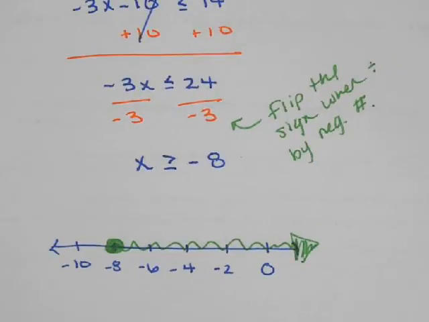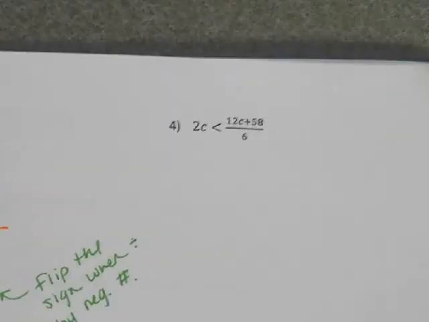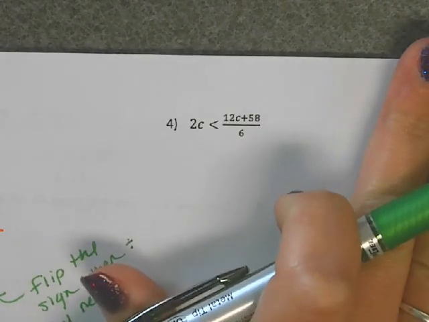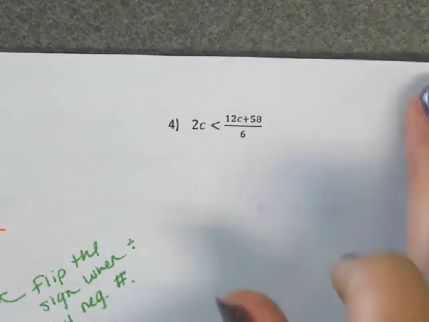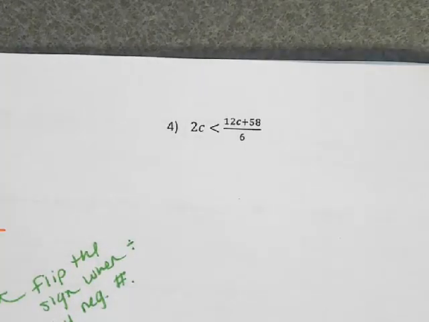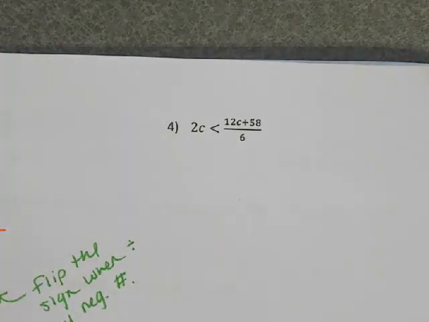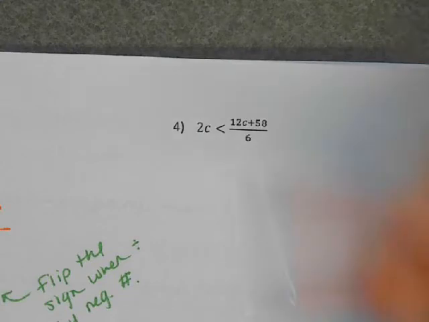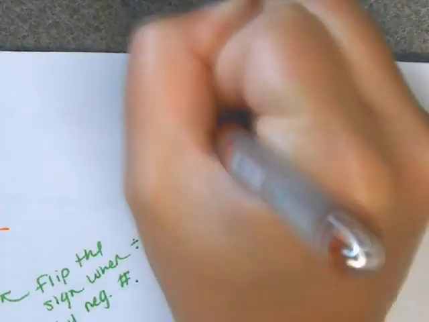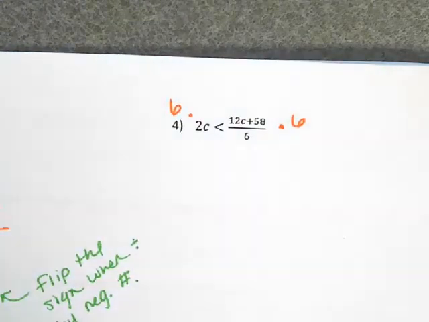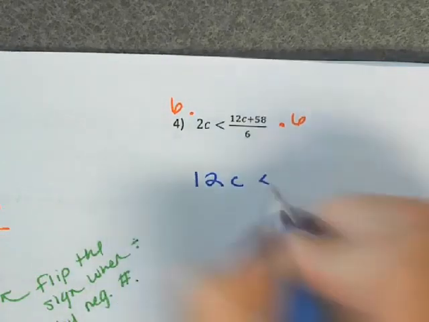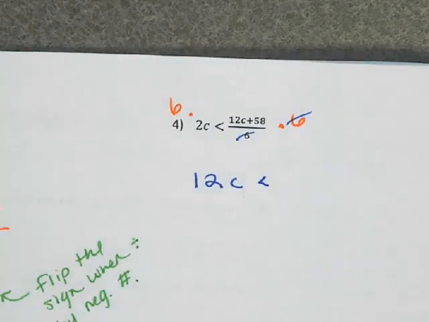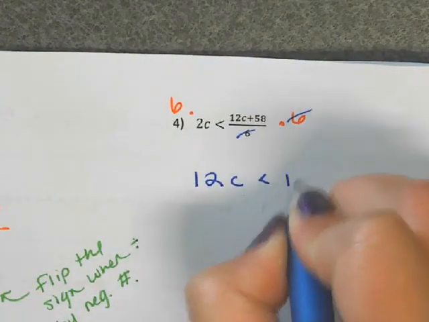All right, so this next example, this one has a fraction in it. Do we like fractions? Yeah, some people do. Most people probably don't. How can I get rid of the fraction? Multiply both sides by 6. So multiply by that denominator and you'll get rid of it. So if I multiply this side by 6 and multiply this side by 6, I'm going to get 12c is less than, my 6's go away here, and I have 12c plus 58.